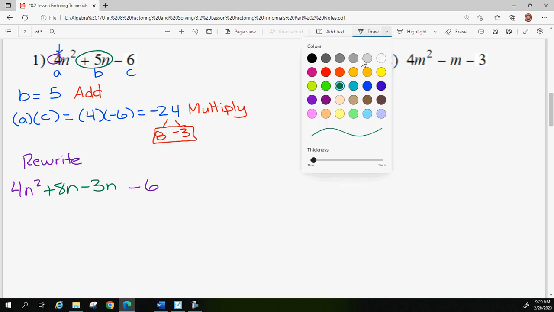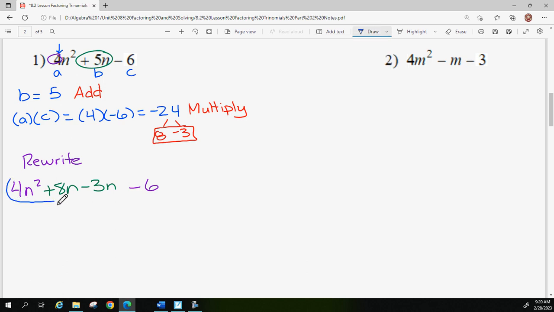And now what we can actually do to factor this, otherwise it would be pretty tricky, is we're going to take these two pieces and factor out a greatest common factor. So we can divide both of these by 4 and both of them by n. And when we do that, 4 divided by 4 is 1, n squared divided by n is n. 8 divided by 4 is 2, n divided by n, they cancel, and so we get that.